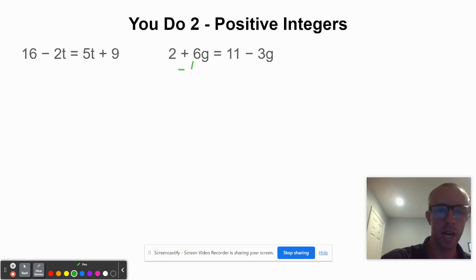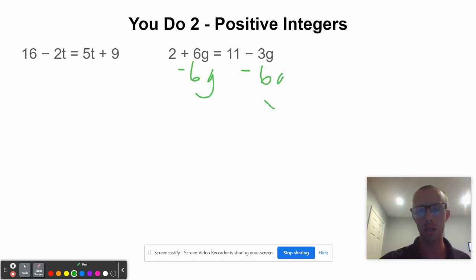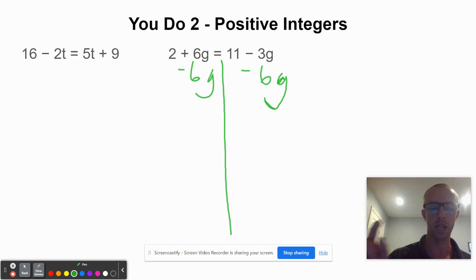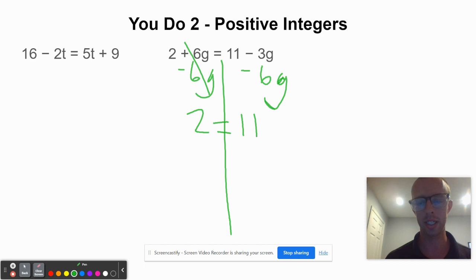I'm going to subtract 6g from each side. I only have to get rid of one of them. Trust me, you didn't do it wrong if you added 6g. If you added 3g to each side, you did not do it wrong. All right? You're going to get the same answer as me as long as your math is correct. These will cancel. I'm left with 2 equals, on this side, 11 minus 3g minus 6g. That is negative 9g.